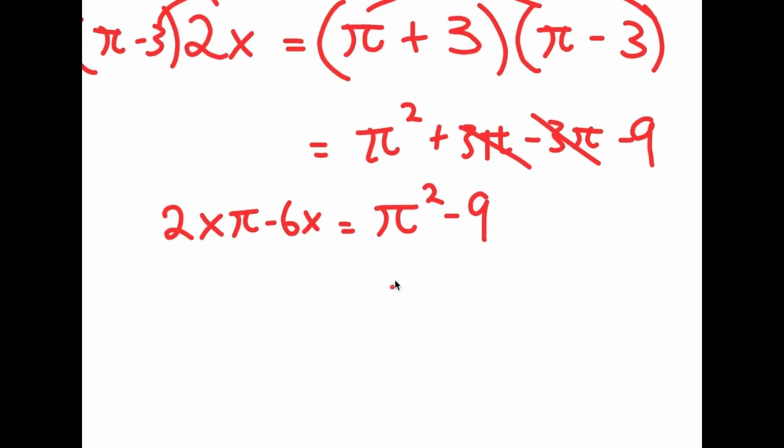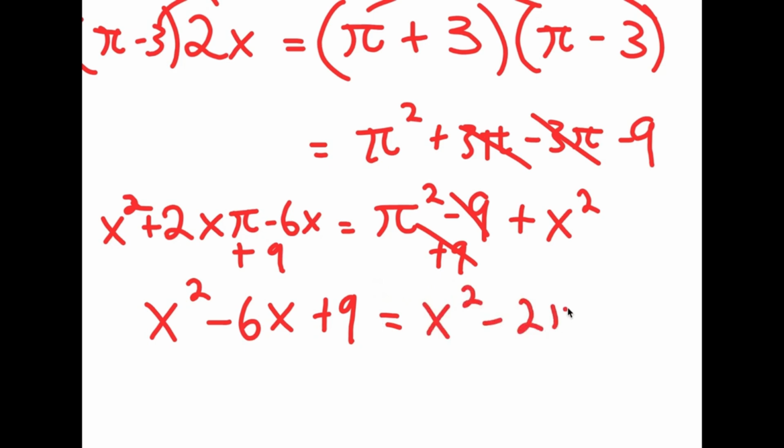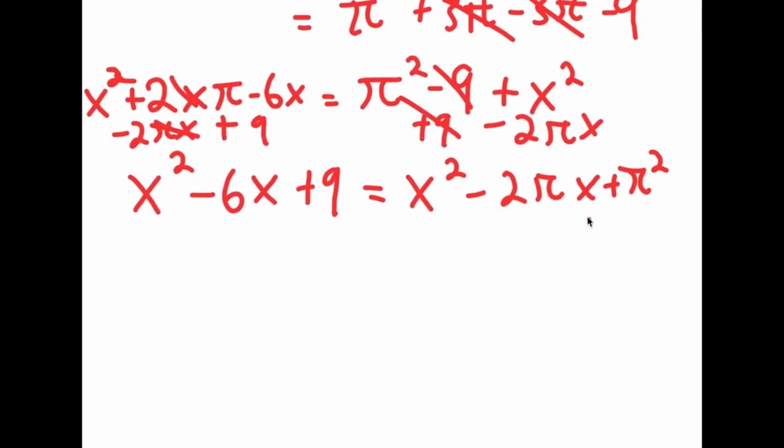And now from here, I'm going to add x squared on both sides. So I have x squared plus 2x pi minus 6x is equal to pi squared minus 9 plus x squared. Let me just reorder this real quick. I'm going to write this as x squared minus 6x plus 9, so I'm going to add 9 on both sides, is equal to x squared minus 2 pi x, so I'm going to subtract 2 pi x on both sides, and at the end, plus pi squared. So I have x squared minus 6x plus 9 is equal to x squared minus 2 pi x plus pi squared.